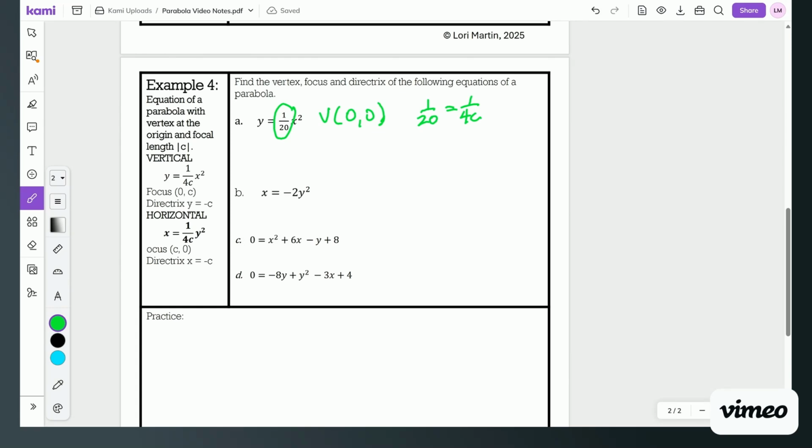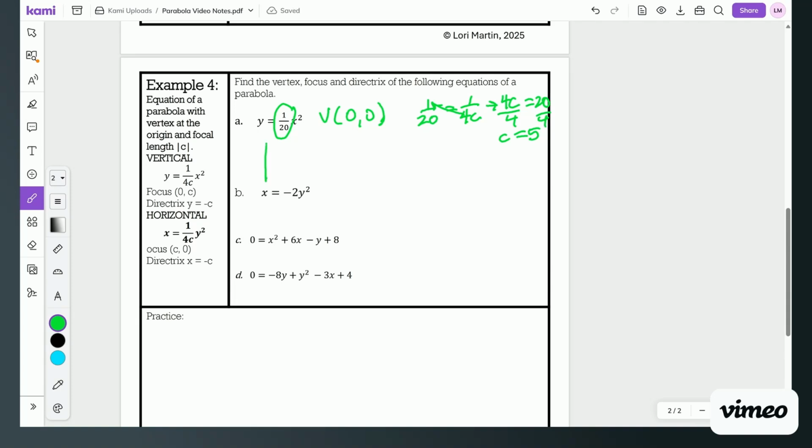You can also cross multiply. So this turns into 4c times 1, which is 4c, 20 times 1, which is 20, and then divide by 4 to solve. So C is 5. You can also just flip both fractions over and you have that equation. So completely up to you how you'd like to solve that.